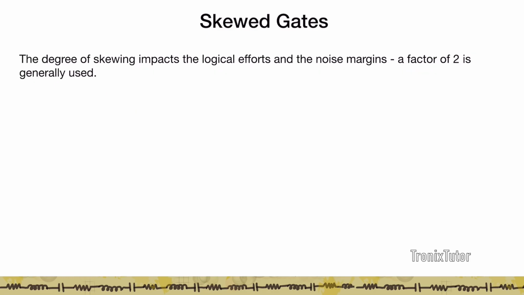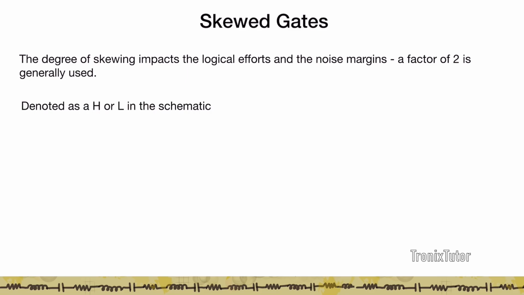Now, how much do you skew the gates? Remember, it's a matter of playing with the pull-down or the pull-up resistance, so you can technically think that you can make them as uneven as possible. But the degree of skewing impacts the logical efforts, which is why you're doing this, but it also impacts the noise margin of the gate. So normally when we do skewing, we use up to a factor of 2. You can try larger than that, but you have to be careful, because the noise margin of such a gate is going to be really poor, which renders it unusable.